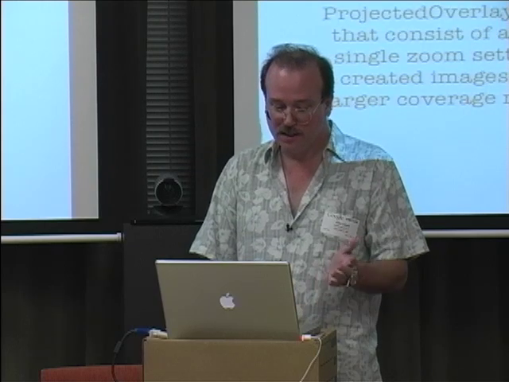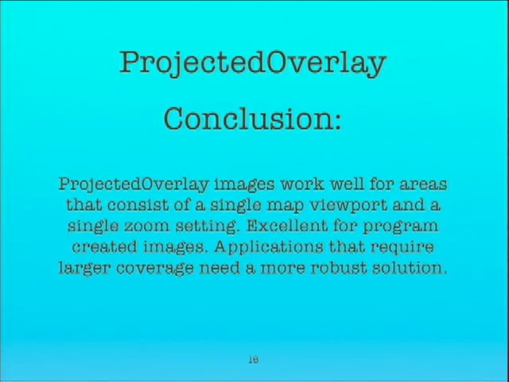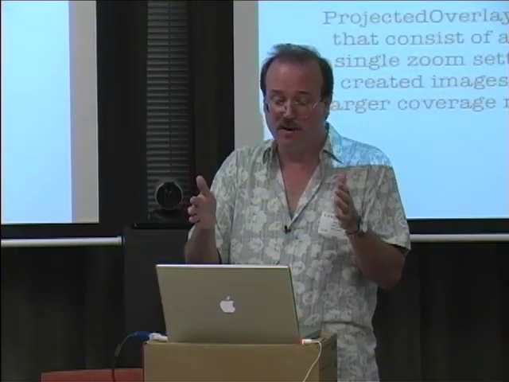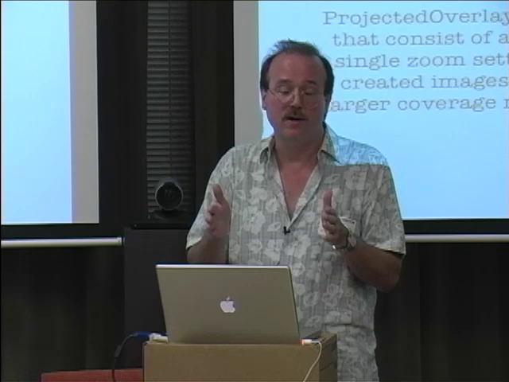All right, so in conclusion, projected overlays work well for a single viewport type image. That's one of the limitations of this type of whole image overlay: you have to stick to one viewport. You can't have an image overlay that takes up 10 viewports, because if you multiply a 1024 by 768 viewport by 10, you're looking at a 10,000 pixel image, which is not going to work. It may load for some people, but it's going to be sluggish and difficult to deal with.